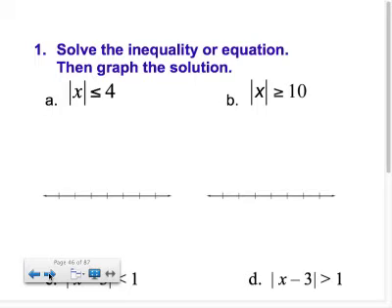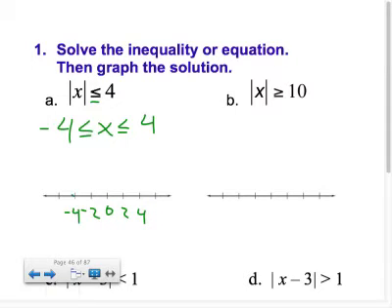Example number 1 says solve the inequality or equation, then graph the solution. So this is less than. What that means is that x is between negative 4 and positive 4. So we'll go by 2: 0, 2, 4, negative 2, negative 4. So closed circles, and there's my graph. Again, it's between, it's an "and".